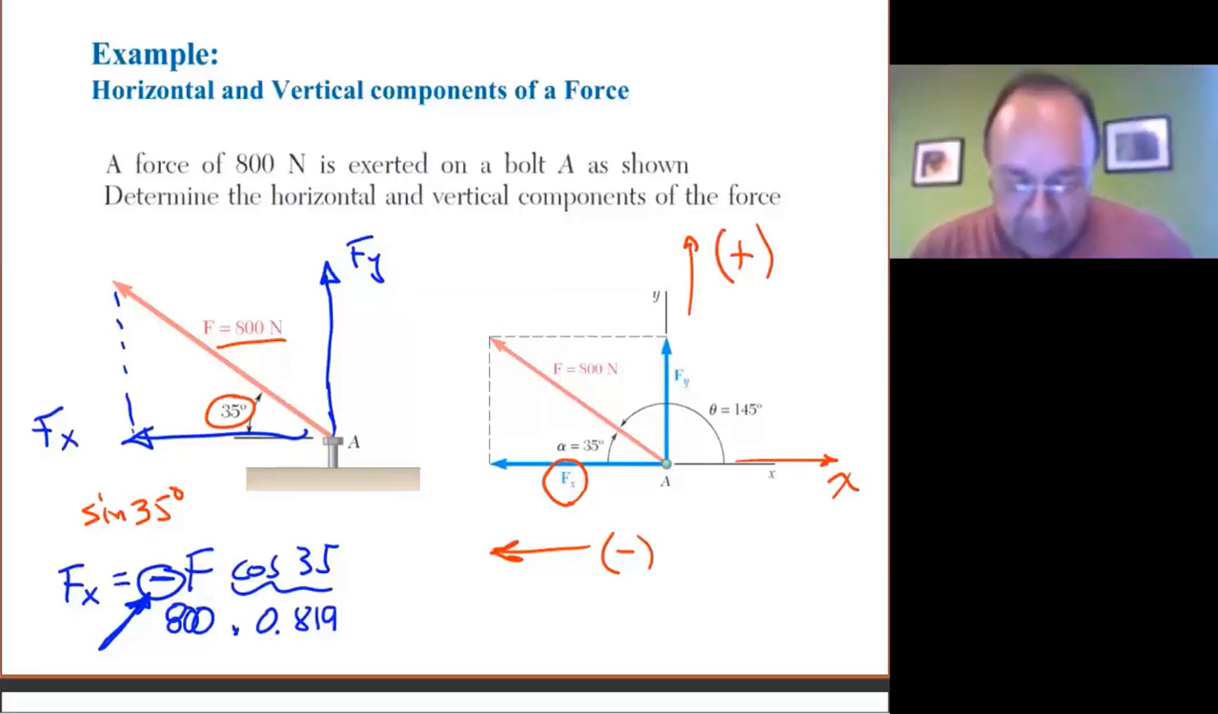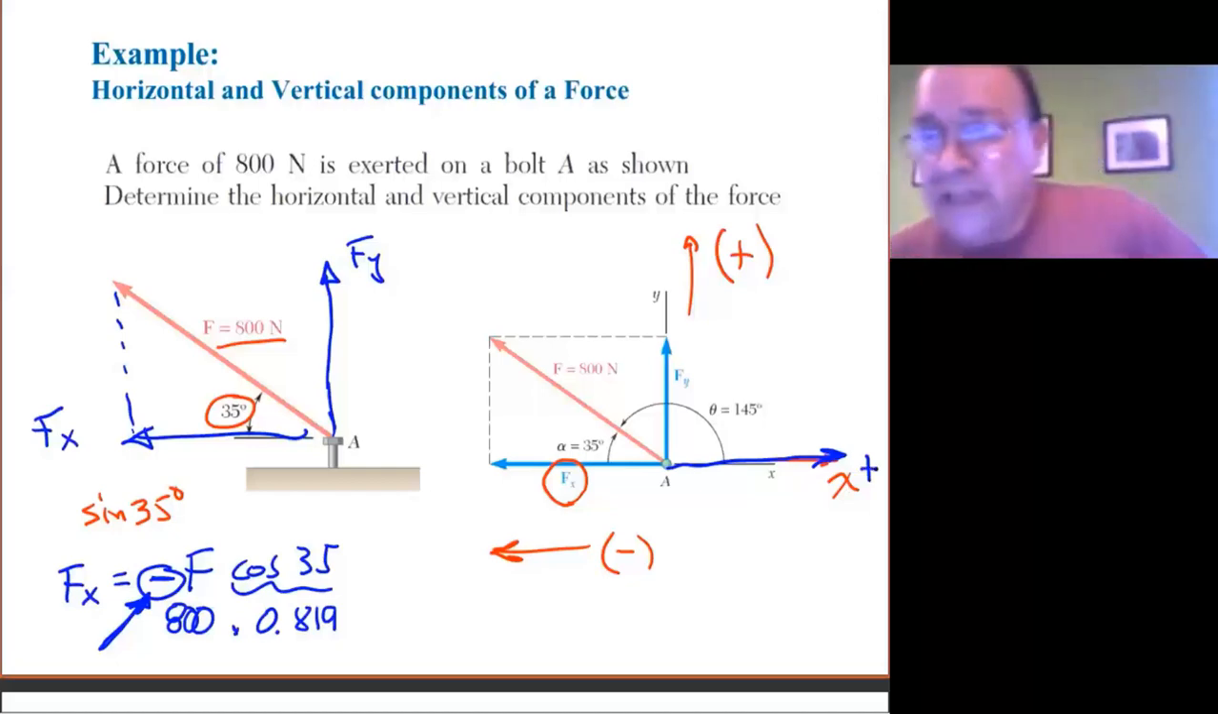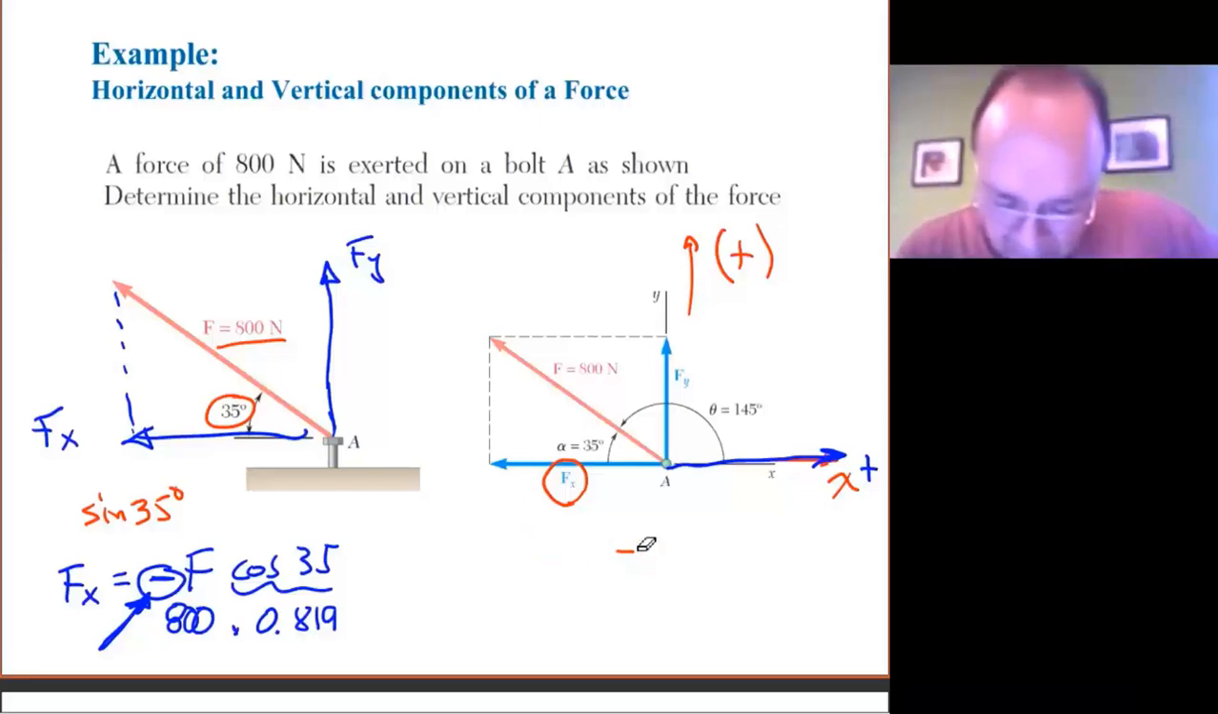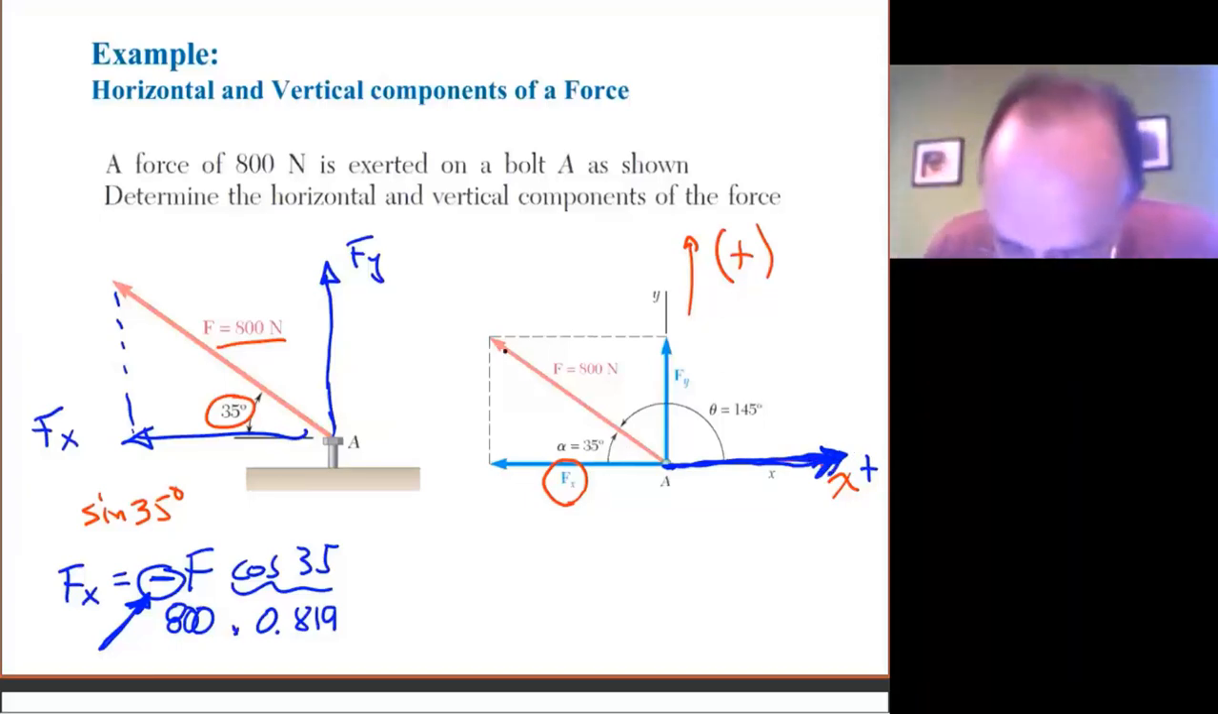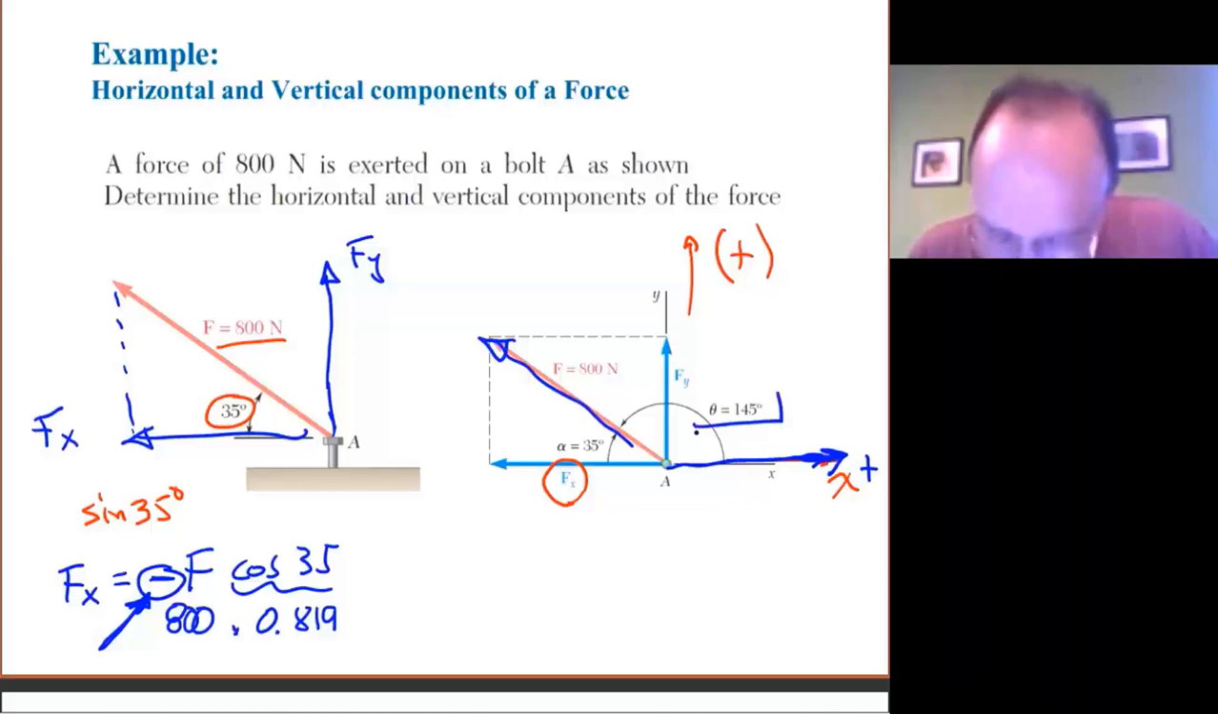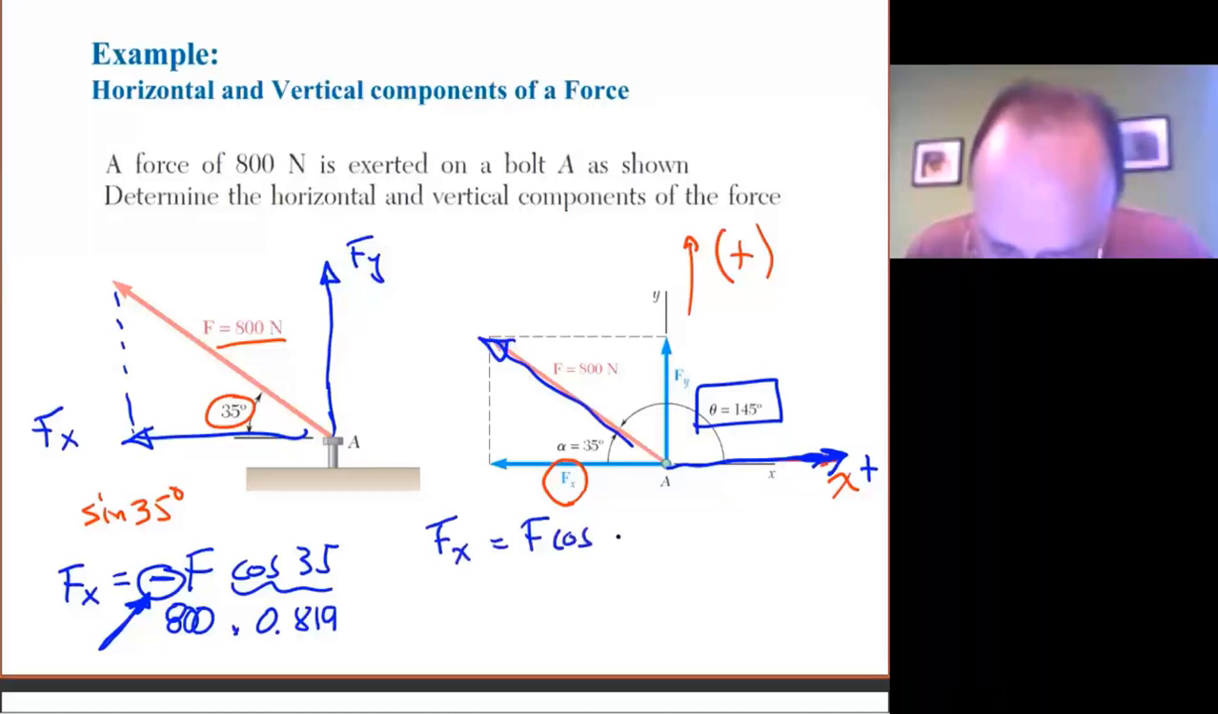On the other hand, if you measure the angles starting always at the positive X, if all the angles are measured that way, the sign will be automatic. So if you measure all of them based on the positive X-axis, the angle of this 800 Newton force is not 35, but 145. If you do that, then when you calculate the X component, you will do F cosine of 145. You forget about the signs because it's going to be automatic.